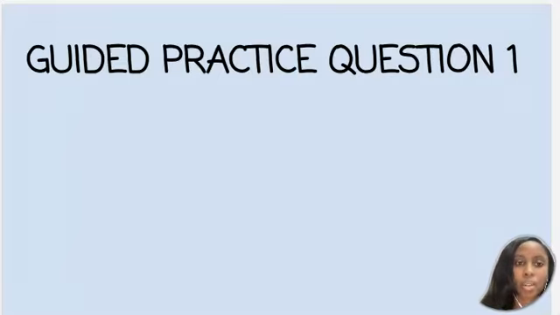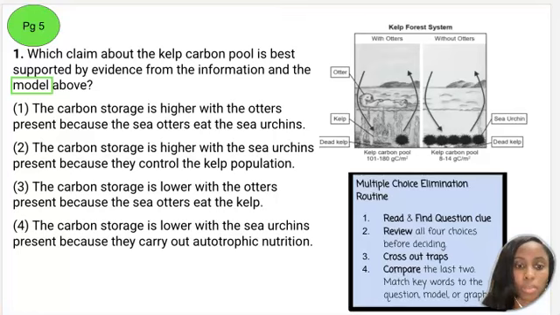Let's begin our guided practice question number 1. Again, please make sure that you have a pencil or a pen and you're following along with me as I take these notes. So we're going to begin our multiple choice elimination routine with step number 1, which is to read the question and find the question clue.